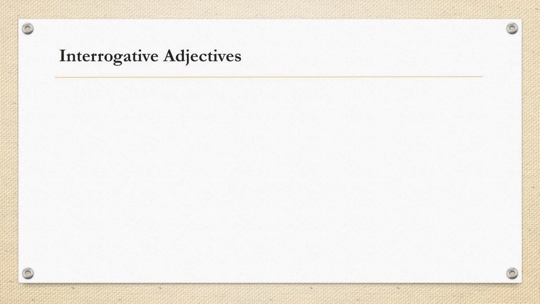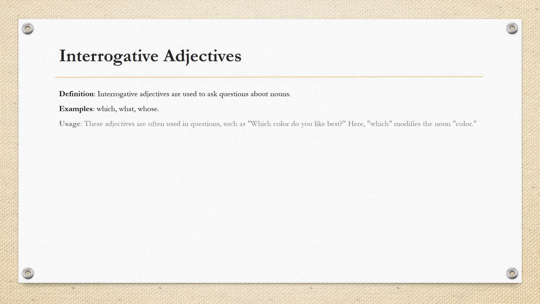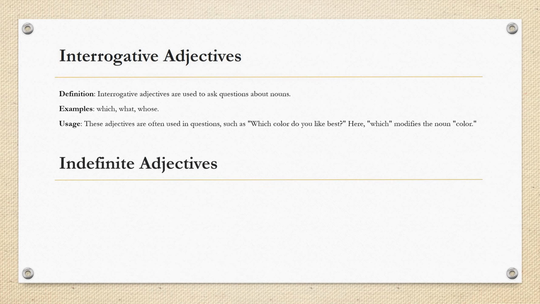Interrogative adjective. Interrogative adjectives are used to ask questions about nouns. Example: which, what, whose. Usage: these adjectives are often used in questions such as, "Which color do you like best?" Here, "which" modifies the noun "color." Interrogative adjectives make questions more specific by focusing on characteristics, allowing for direct and detailed responses.